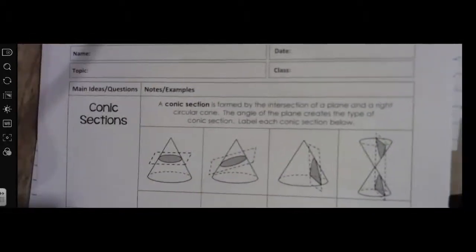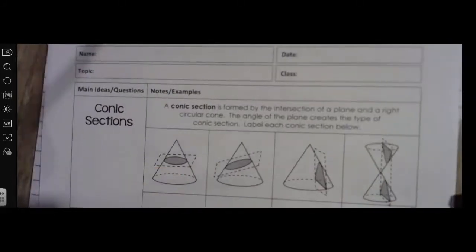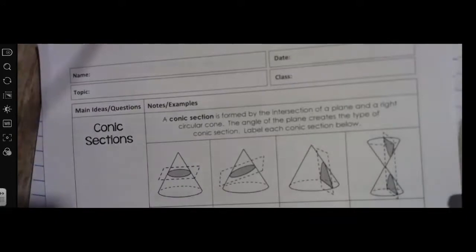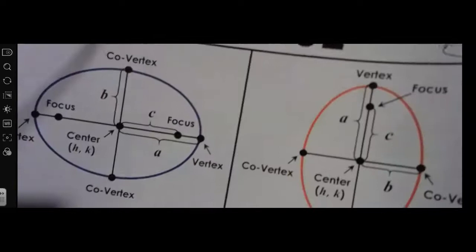Okay, this is a brief introduction to conic sections, our last unit for the year. If we take this cone and slice it different ways, if we slice it right here, we're going to get a circle. Remember, take a look at these pictures that I put online for you. If we slice it this way, we're going to get an ellipse. This guy right here. Alright?